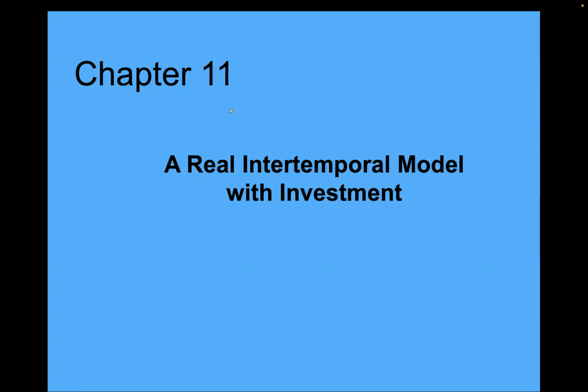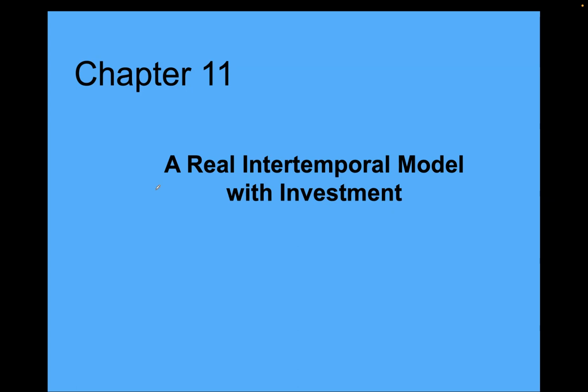So now we are entering the second part of this chapter. In the previous lecture, we developed a real intertemporal model with investment. Basically, in the model there are three parties. There are households that choose consumption, leisure, and saving. Then there's a firm, which decides the amount of labor demand and the amount of investment to carry out to maximize their profit.